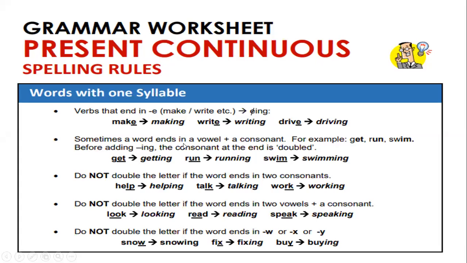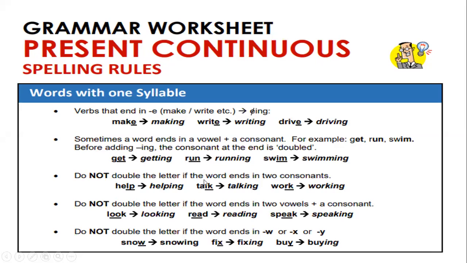Sometimes a word ends in a vowel plus a consonant. Vea, una palabra termina en vowel plus consonant. For example, get, run, swim. So before adding the ing, the consonant at the end is doubled. For example, get, getting, run, running, swim, swimming.